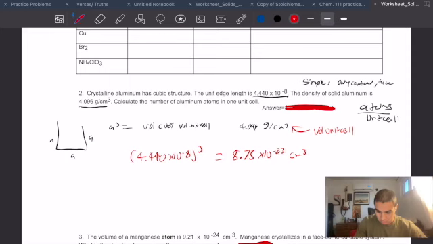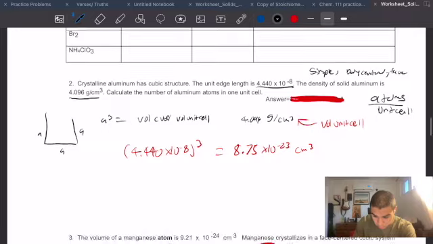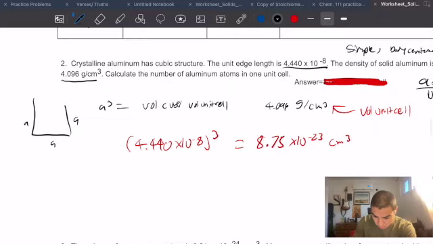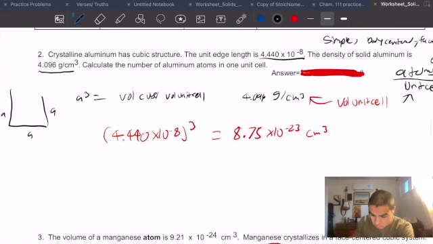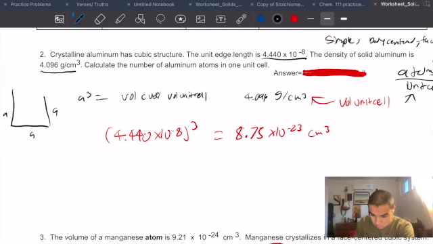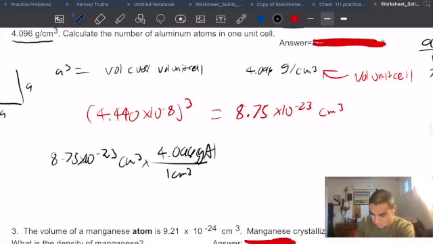So again, to get atoms, we're going to have to go through the molar mass, and we're going to want the volume of the unit cell on the bottom, atoms on the top. So the way we're going to do this is we're going to start off with the volume of the unit cell, which we just found right now, centimeters cubed. We'll just go ahead and put 4.096 grams.